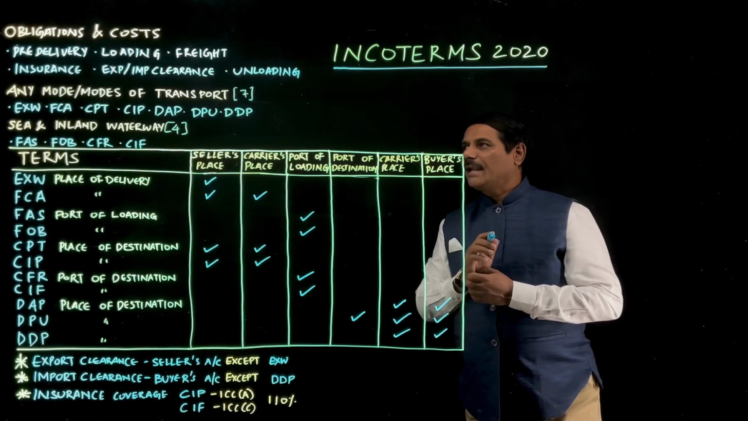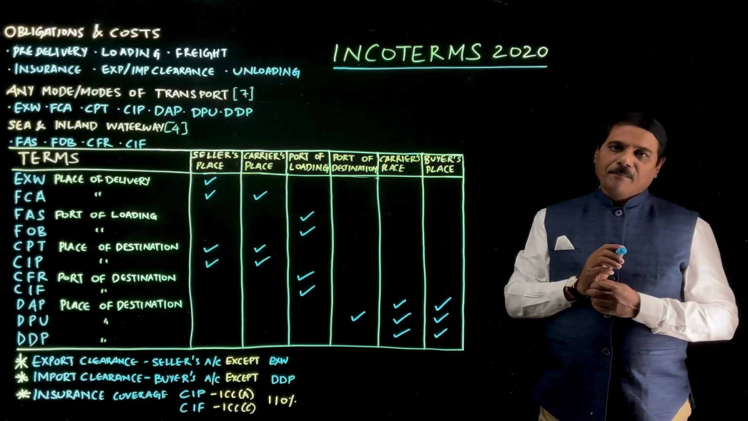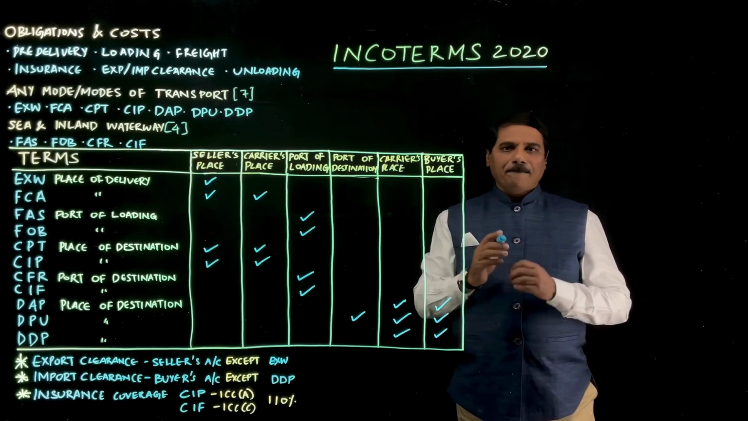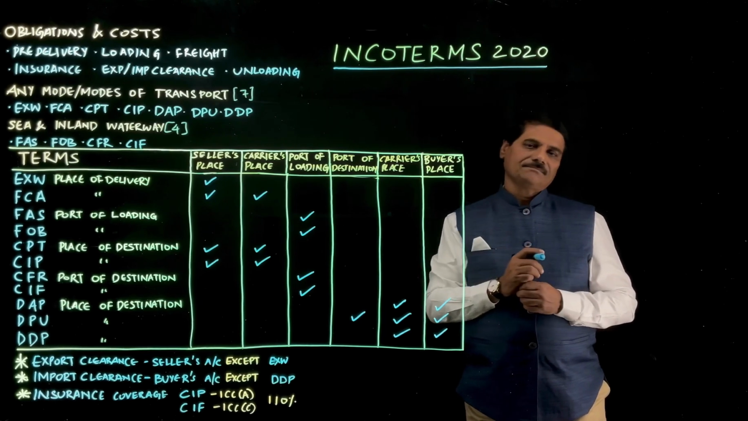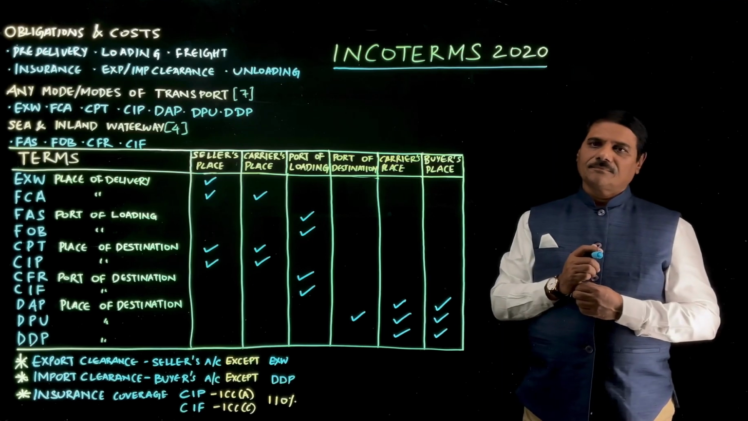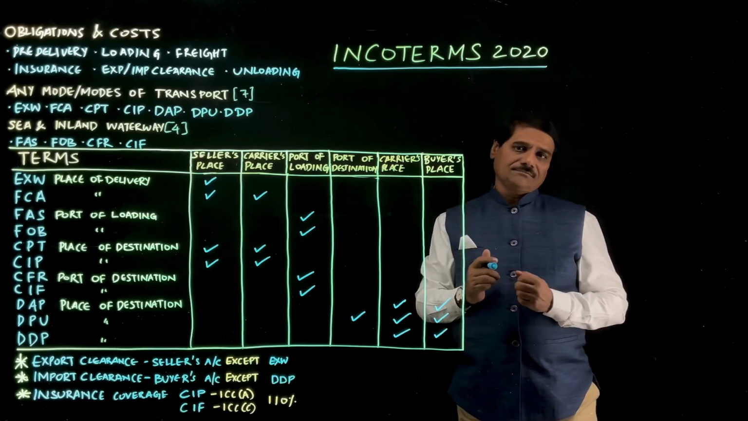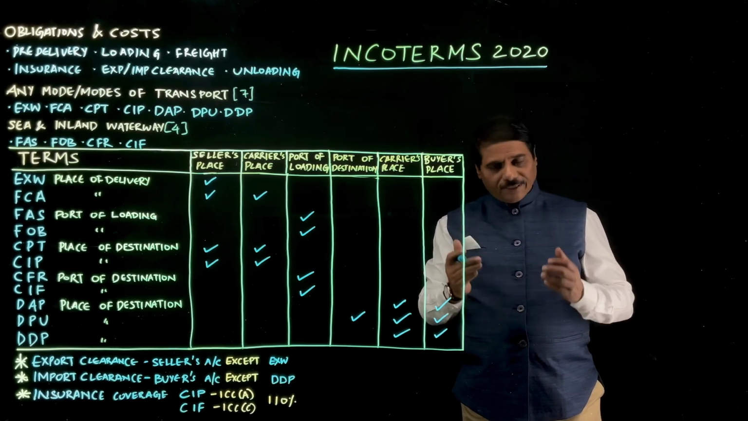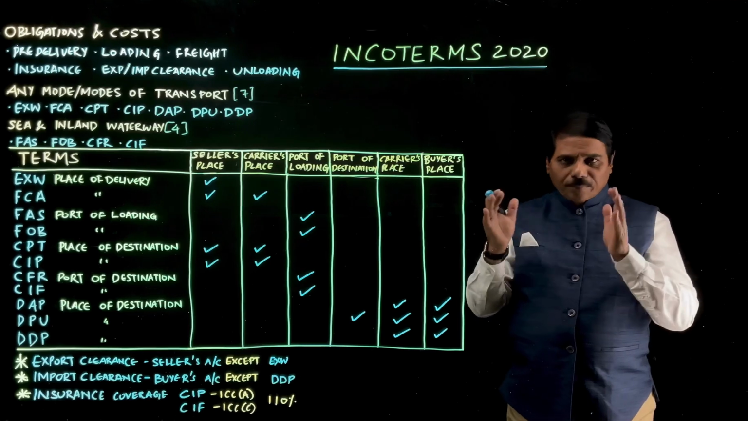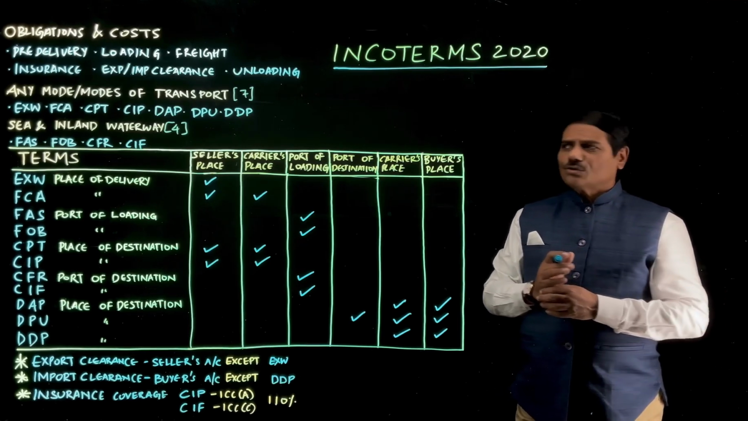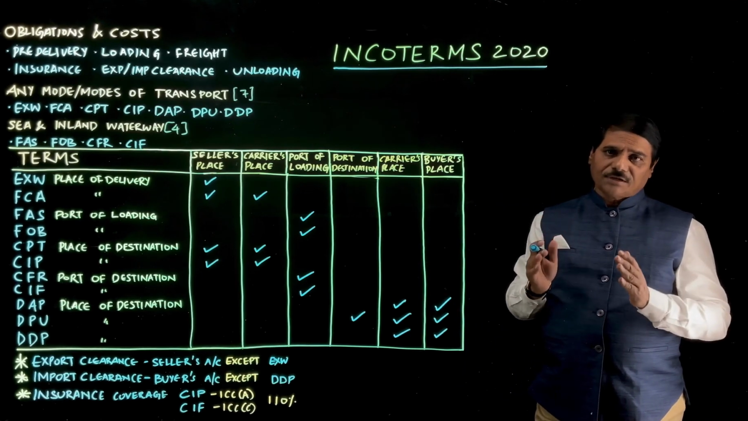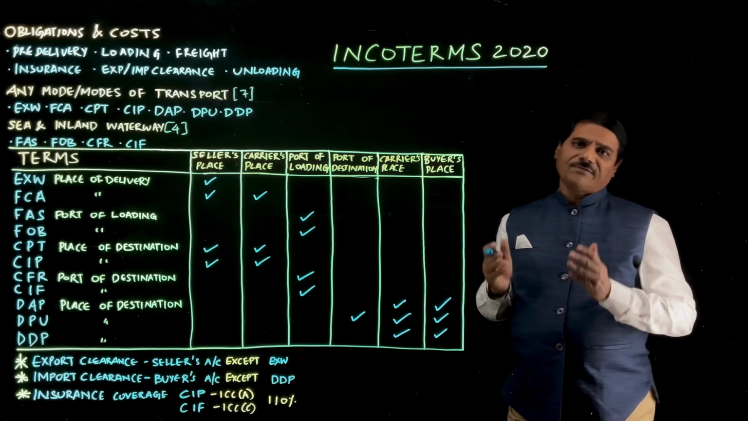So what do you mean by pre-delivery charges? Pre-delivery charges include packing, marking, weighment, and inspection for quality and quantity. All these are included in pre-delivery charges. These charges are to be borne by the seller always, because it is the responsibility of the seller to keep the stock ready for delivery always.